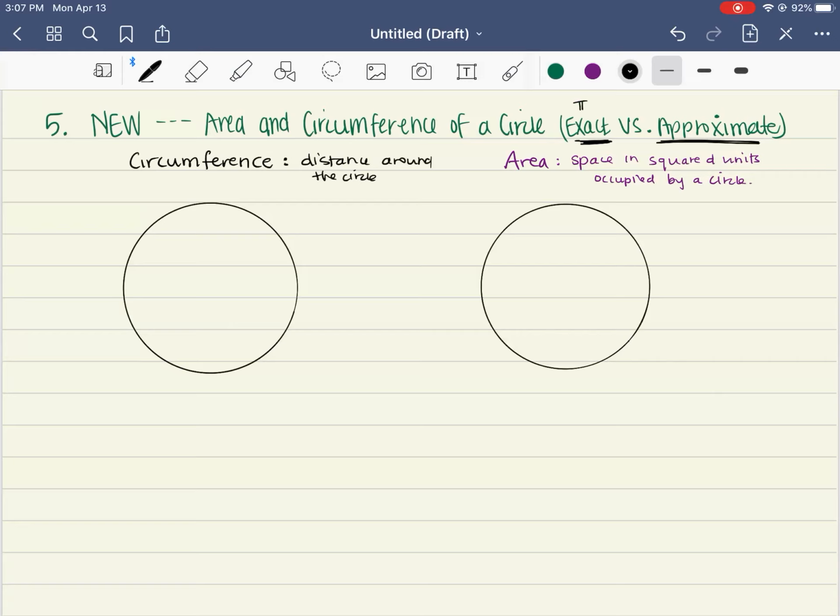Exact meaning that we have the pi symbol in our answer. We're not rounding. Approximate meaning that we plug the pi button into our calculator and come out with some sort of decimal. Okay, so let's first talk about the circumference.